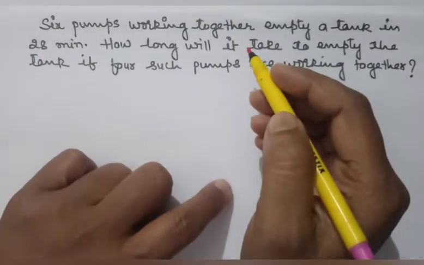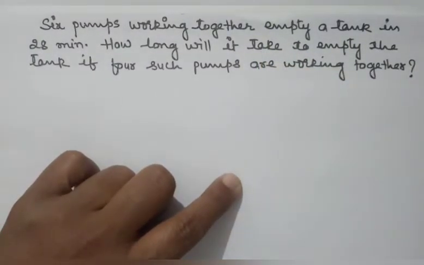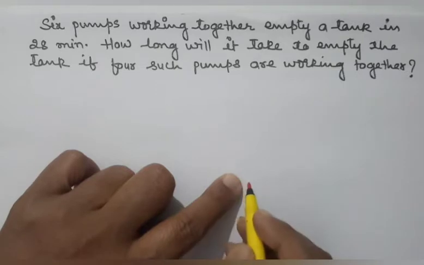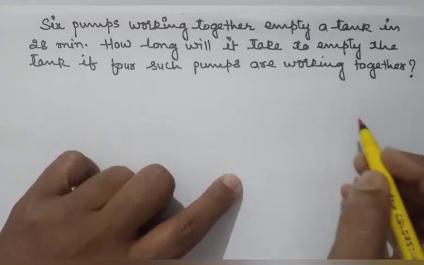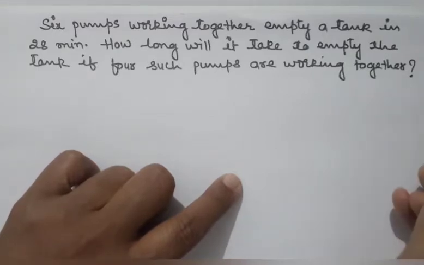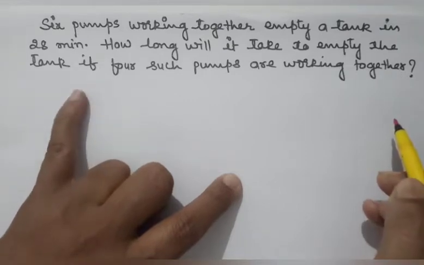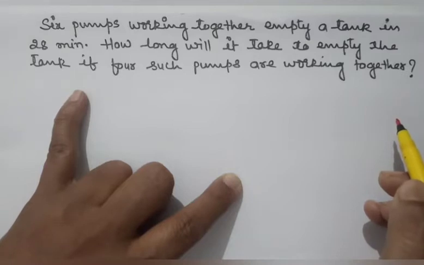Yes, come on children, let us see one more question. 6 pumps working together empty a tank in 28 minutes. There is a big tank and the water is drawn out. And doing this, 6 pumps are working and it is taking 28 minutes to complete that task. Now, how long will it take to empty the tank if 4 such pumps are working together?